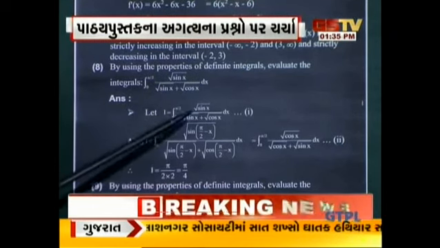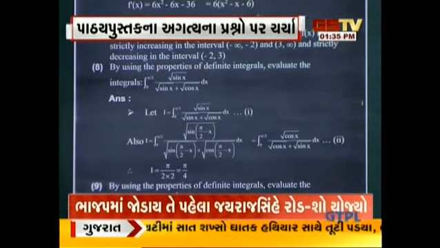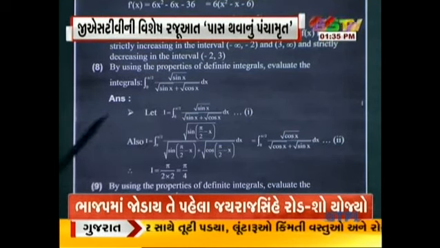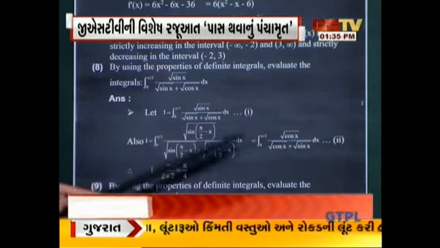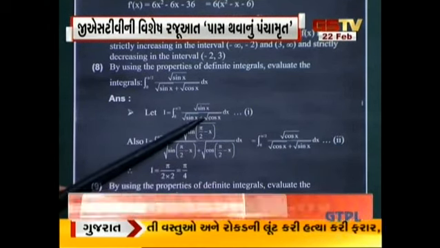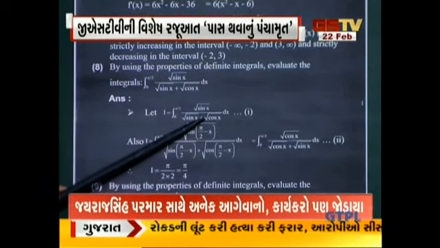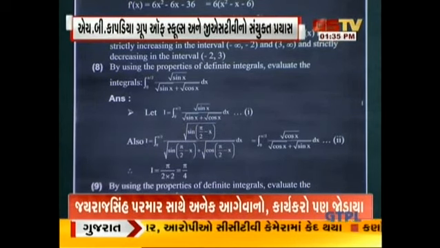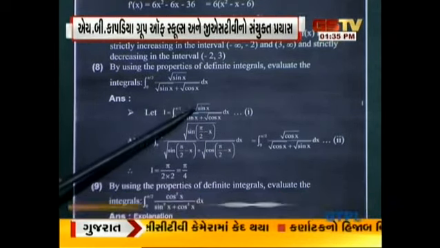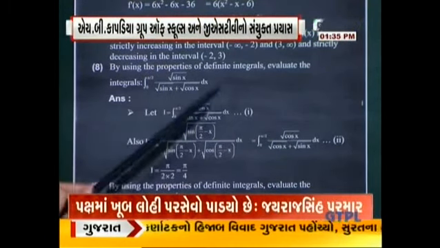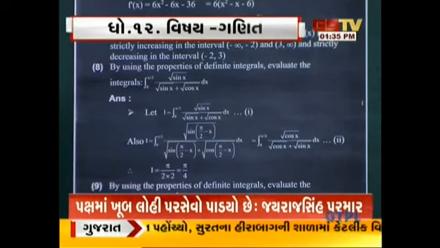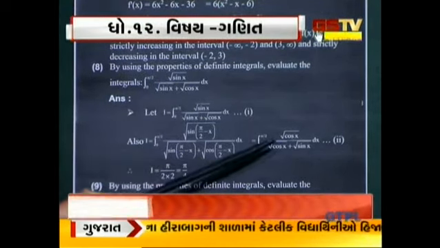Now adding these results, LHS and RHS, the result is I plus I equals 2I. The denominators of these two results are common, root sin x plus root cos x, so we add the numerators root sin x plus root cos x. So we get root sin x plus root cos x divided by root sin x plus root cos x, so we get the integration of 1.